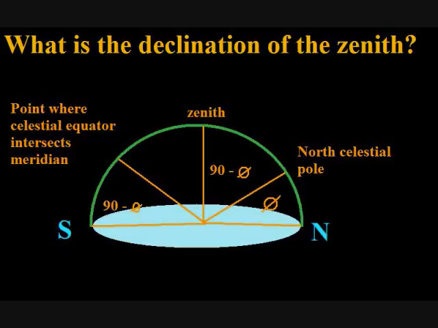And then, because the whole thing has to add up to 180 degrees, the angle between the point where the celestial equator intersects the meridian and the zenith has to be phi, the latitude. And by definition, since the angle between the zenith and the point where the celestial equator intersects the meridian is phi, the latitude, that's the declination of the zenith. Because declination is the angle with respect to the equator. And therefore the declination of the zenith is phi.